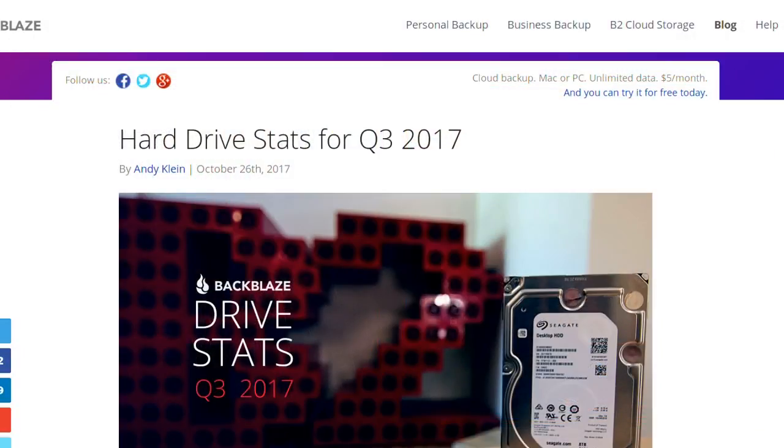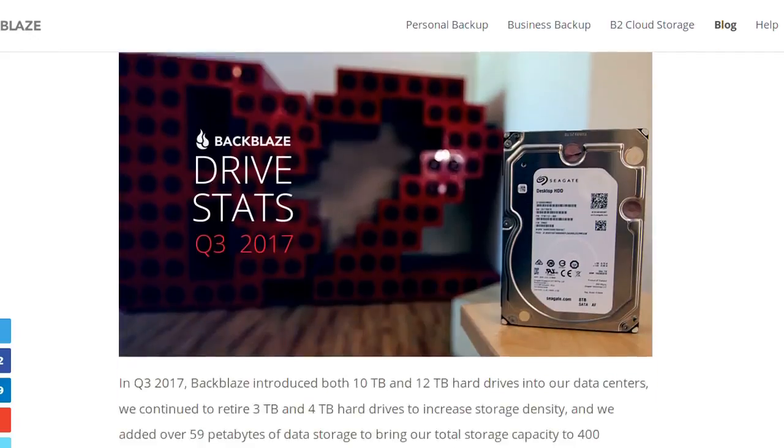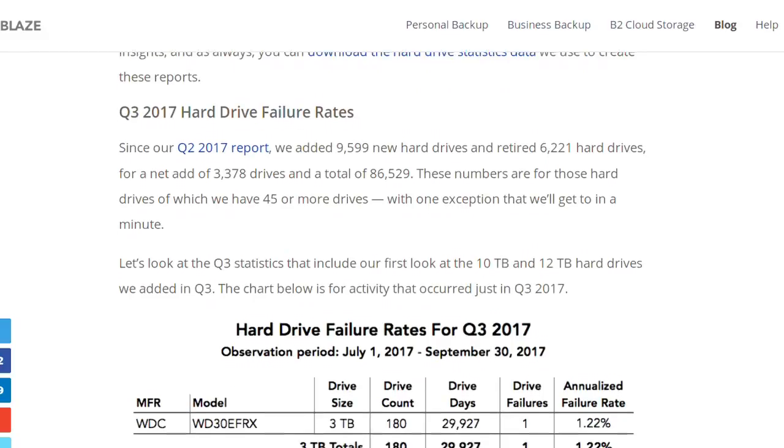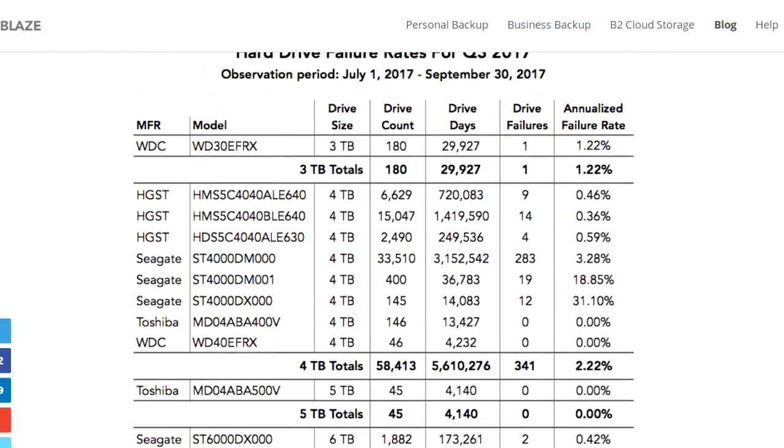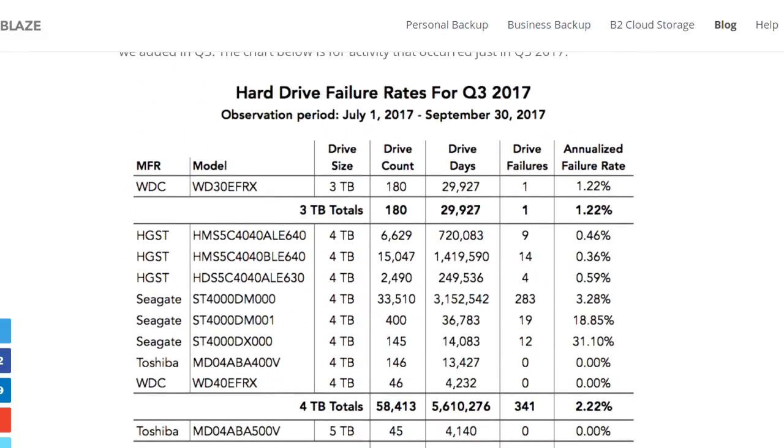has got their latest hard drive stats out for Q3 2017. Yes, and it is interesting. Now, people are going to zero in on the wrong things. Look at the things that have thousands of hard drives. They're going to look and say, oh my God, look at what happened to WDC here. They have a 1.2% failure rate. It's only 180 drives, okay?